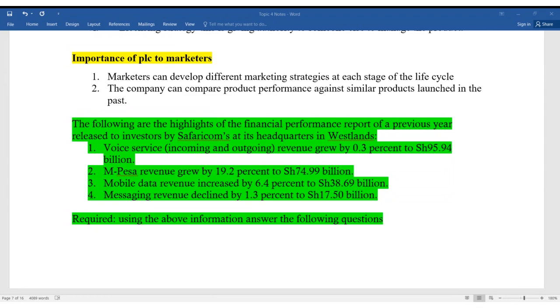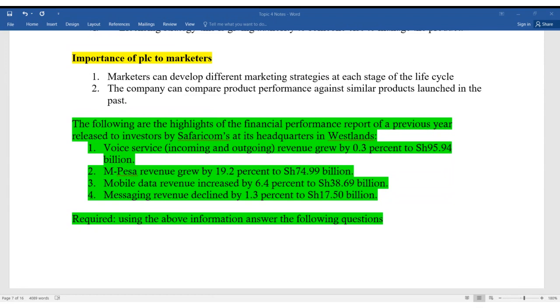So when we talk of Safaricom's product portfolio, we mean the various products that they offer to customers to generate revenue for them. Like one of them is voice calls, another is M-Pesa, another is data, another is messaging, SMS. So the four are a major portfolio for Safaricom. That's what I mean. Now, are we together?